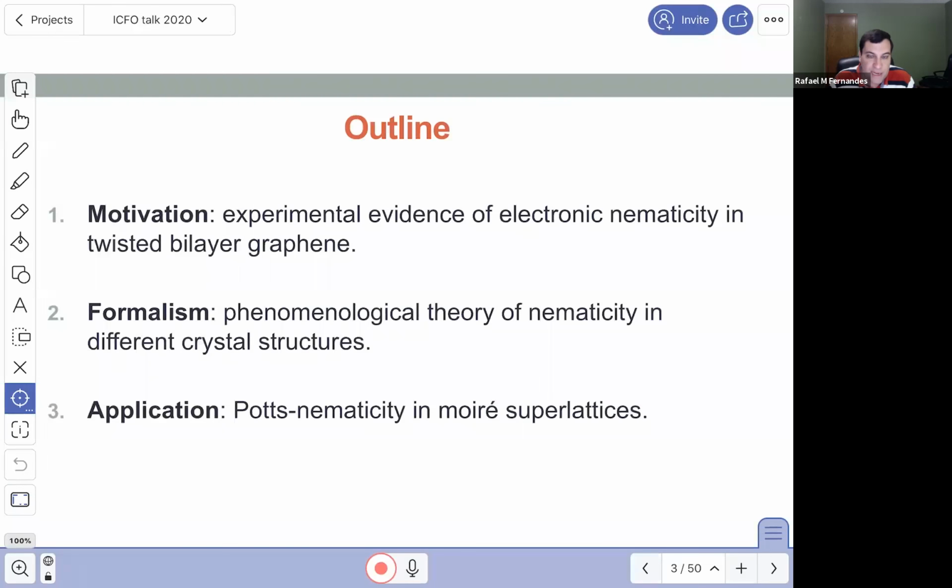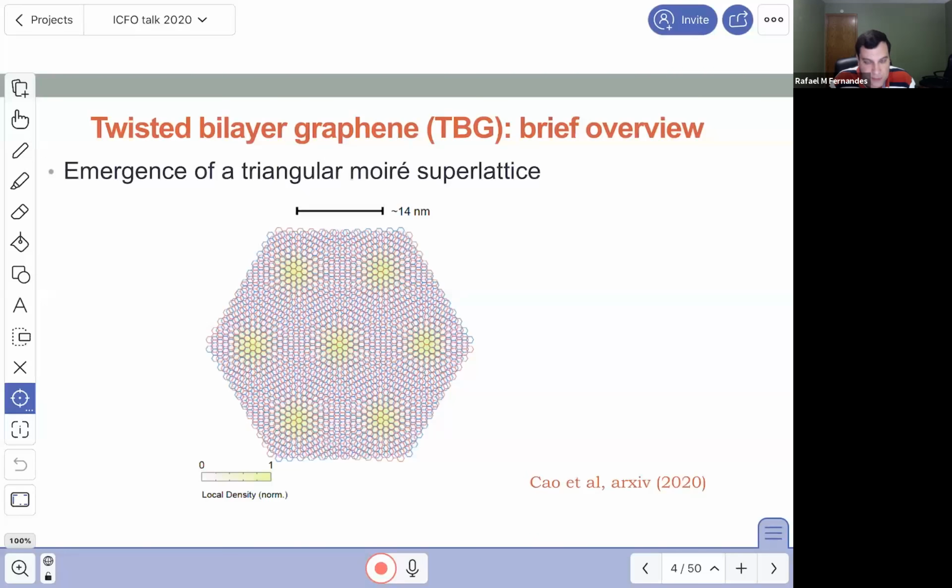So here's the plan. I want to first do a very quick motivation of why talk about electronic nematicity in twisted bilayer graphene. Then I will spend most of my talk, in a lecture style, introducing what is nematicity and how it is affected by different crystal structures. And then in the last part of the talk, I will apply some of the things that I discussed in point two to moiré superlattices. So I know you've seen these 100 times by now, but I just want us to be on the same page.